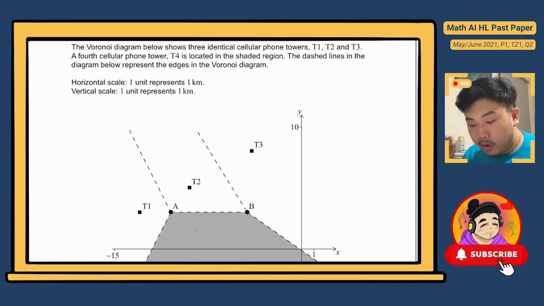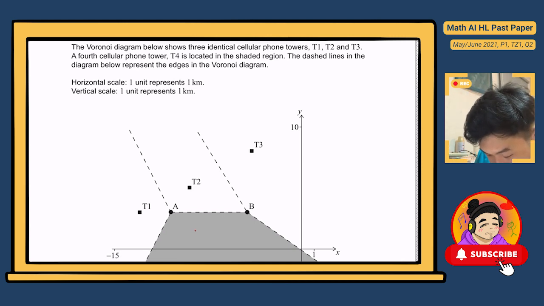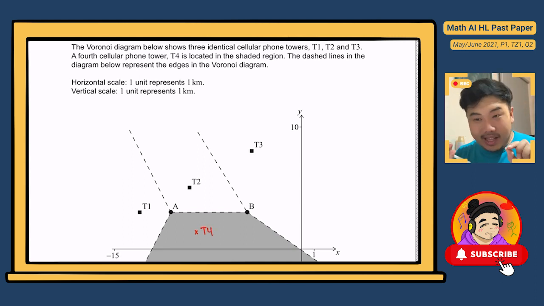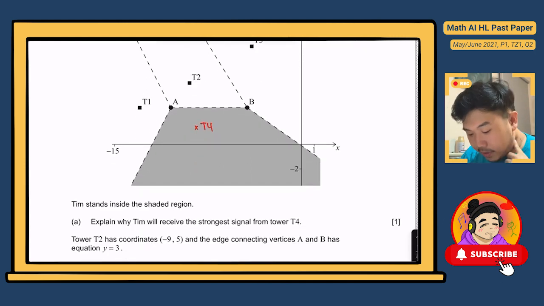Now we're talking about the Voronoi diagram, meaning that every single point that is separated by the edges or the dashed lines will be equidistant to their intersection points. So let's say T4 is right around there. That means A to T4 is equidistant to A to T2 and A to T1. At the same time, T4 to B is equidistant to T2 to B and T3 to B. Understood? Alright, so let's go to the first question.